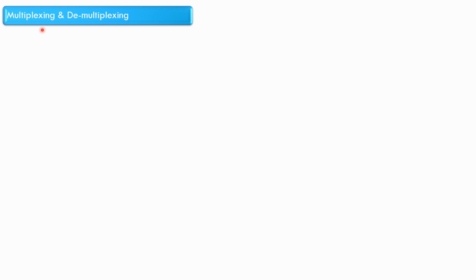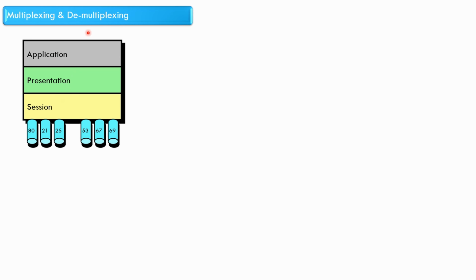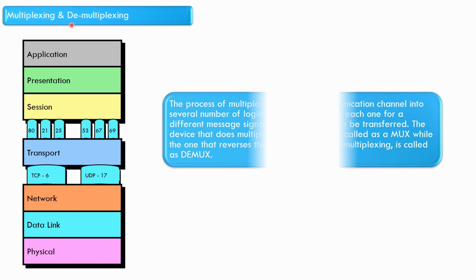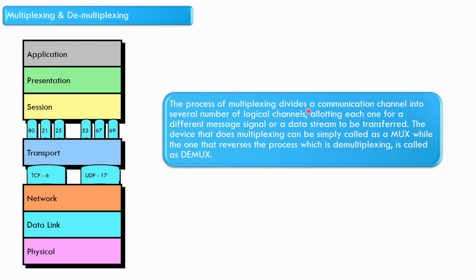Multiplexing and demultiplexing. You are aware of the words themselves. Multiplexing is the process of dividing a communication channel into several logical channels, allotting each one to a different message signal or data stream to be transferred. The device that does multiplexing can simply be called a mux, while the one that reverses the process, which is demultiplexing, is called a demux. Okay, it's just multiplexing the communication channel into logical channels.